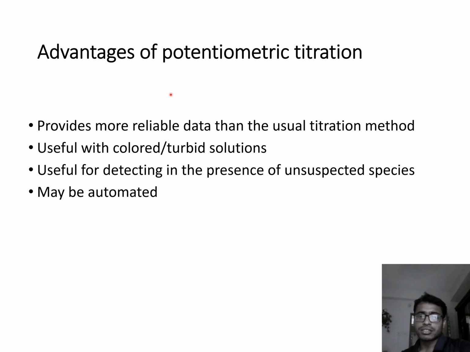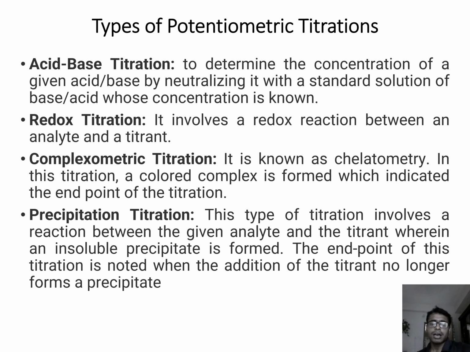So, the advantages of potentiometric titration: it provides more reliable data than the usual titration method, it is useful with colored or turbid solutions, useful for detecting the presence of unsuspected species, and may be automated. There are four types of potentiometric titration: acid-base titration, redox titration, complexometric titration, and precipitation titration. Just go through this, you can easily understand it because I have several lectures on these topics independently.